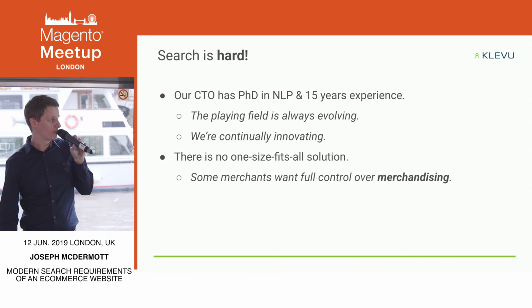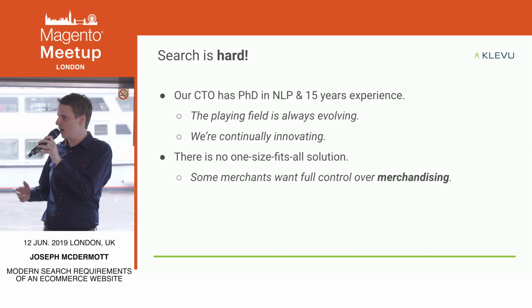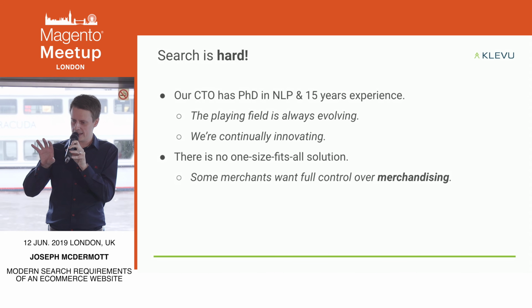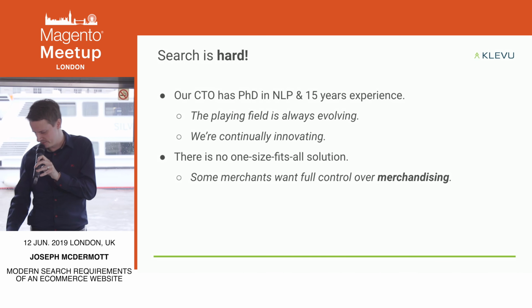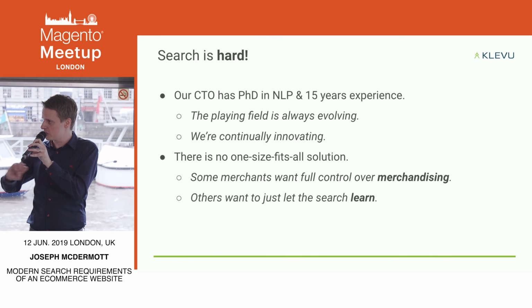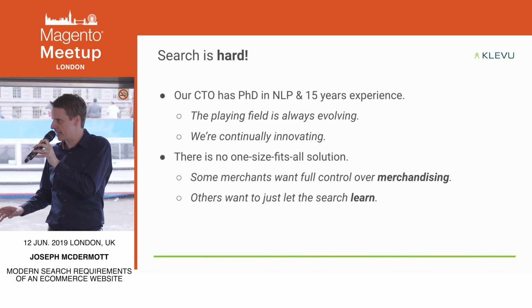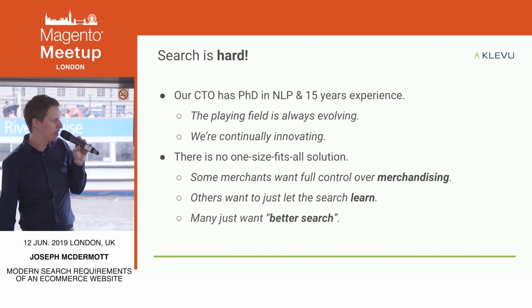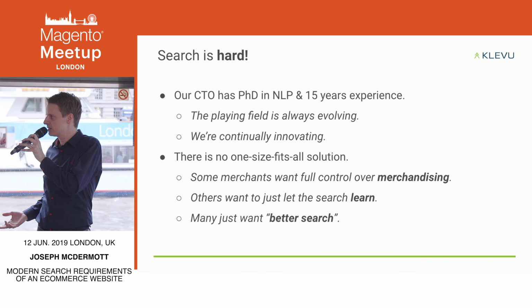Some merchants want full control over merchandising and they don't really care about AI. They don't care about NLP. All they want to do is know that when I search for this search term, these are the products I see in this order. And that's fine. Some merchants just want to let the search learn. They want to just start it off and let it run, and it will learn by itself, and you can just leave it. You can forget about it. But a lot of merchants just want better search, and that's it. They don't really know what that means.